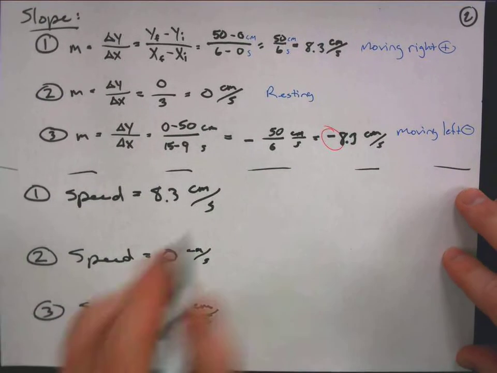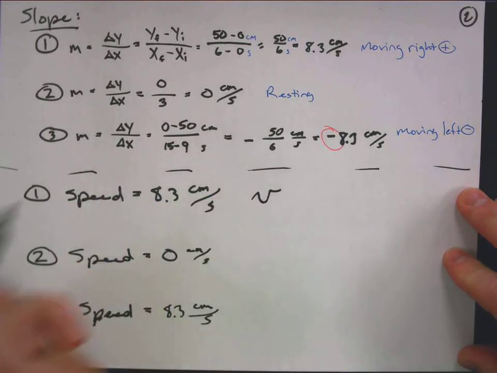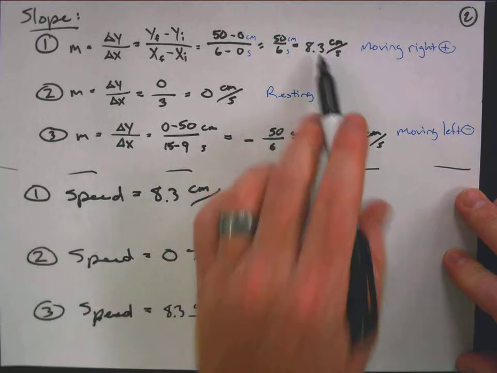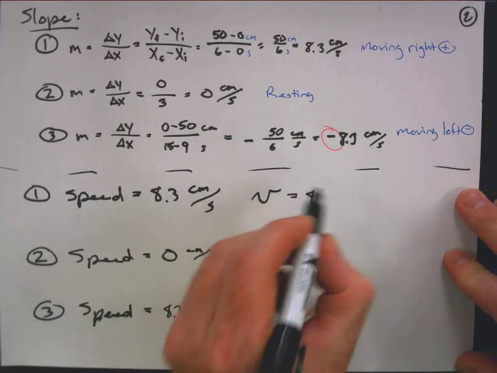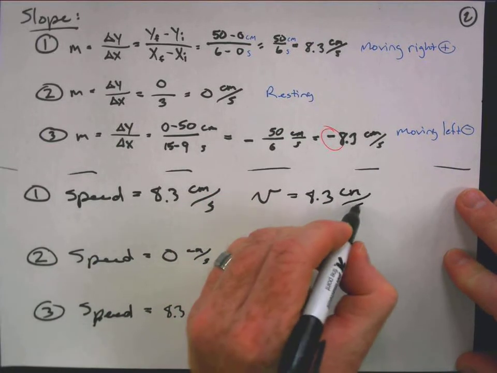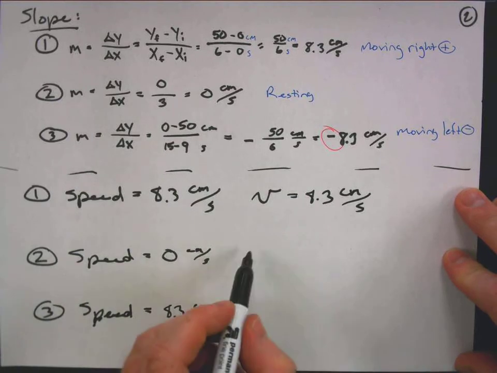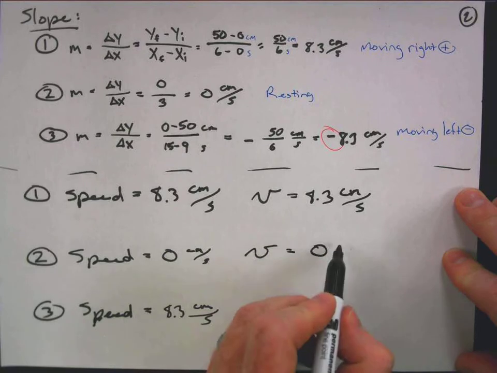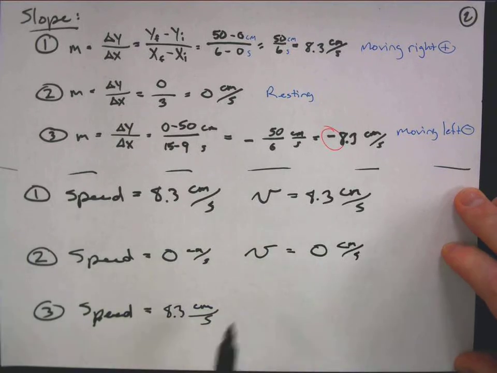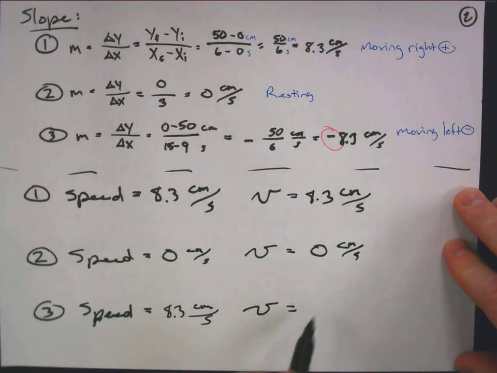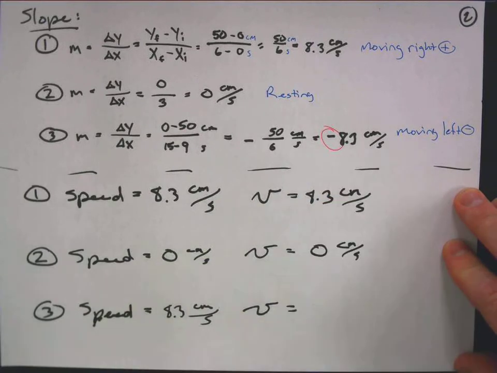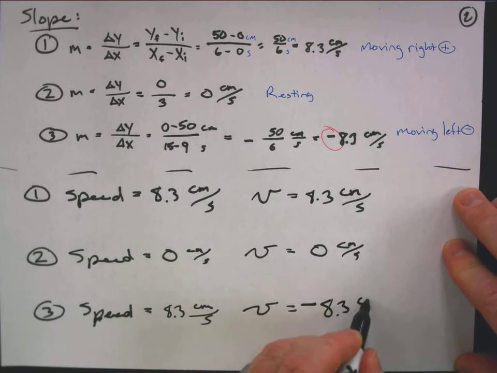What does care is that velocity word. Velocity. What is the velocity in zone 1? What happens to be the 8.3 centimeters per second. What is the velocity in zone 2? That happens to be 0 centimeters per second. What is the velocity in zone 3? Now I need that negative. It's there. Negative 8.3 centimeters per second.